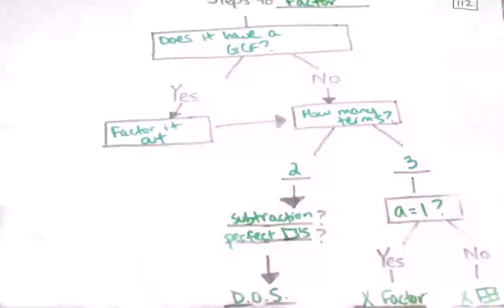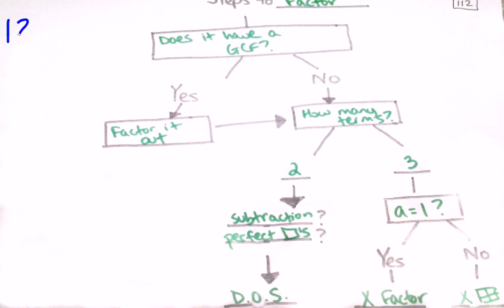Today we're going to learn how to figure out which of our factoring methods, or which combination, we need to use to solve a problem. So if you look at your page 112, I'm going to be going through that. You don't want to be writing on the flowchart, but I'm going to write on it to show how we're going to use it to help us solve problems.